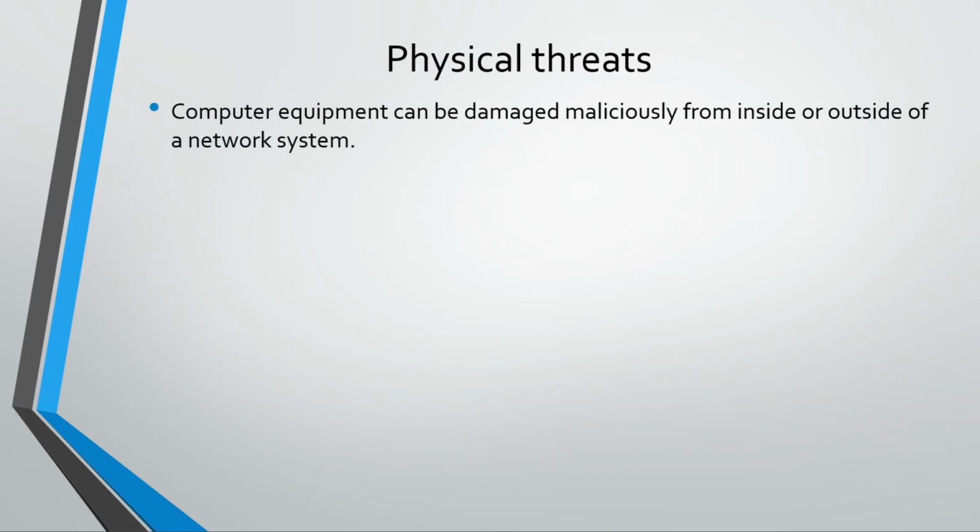Obviously, physical threats. So computer equipment can be damaged, even internally. Potentially somebody could spill coffee while they're walking. They could spill coffee onto an important piece of networking equipment or a computer or something like that and completely damage it.